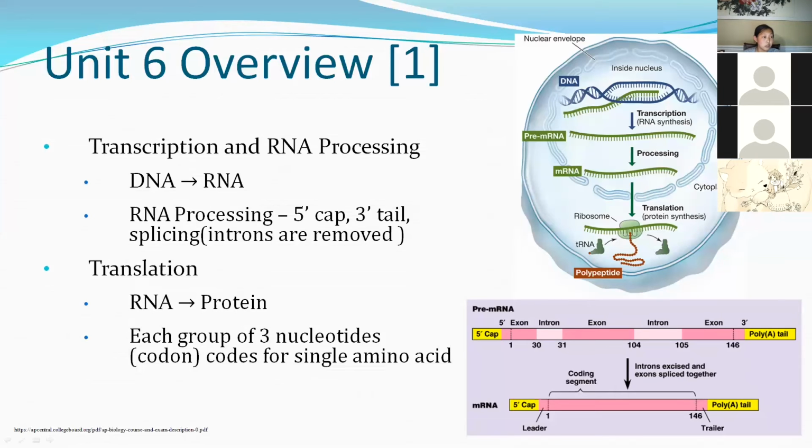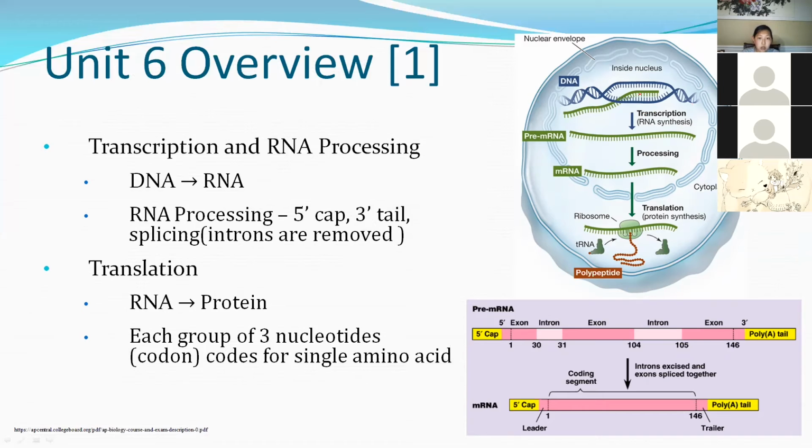Okay, next there's transcription, which is from DNA making into RNA. So DNA is transcribed into RNA similarly to how it's replicated, but not exactly the same. There's a template strand of DNA, and then the RNA is just built to match it.